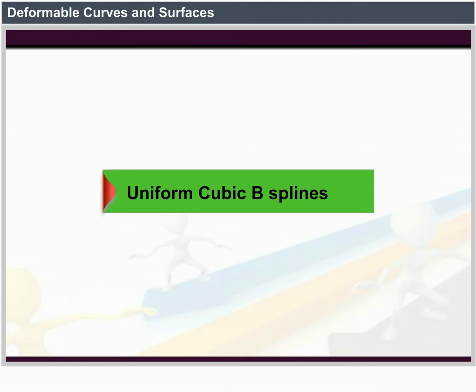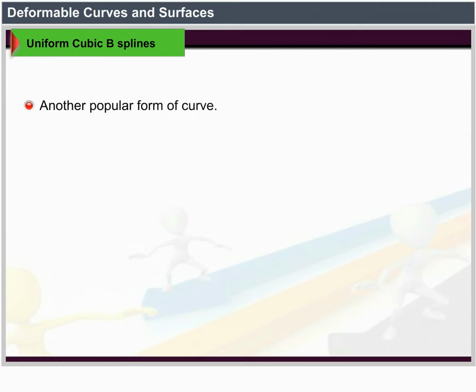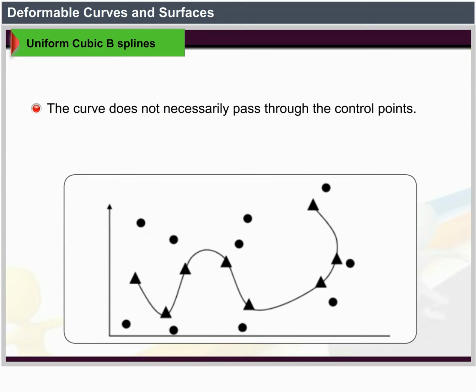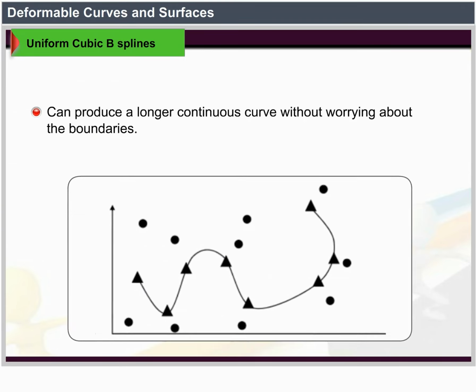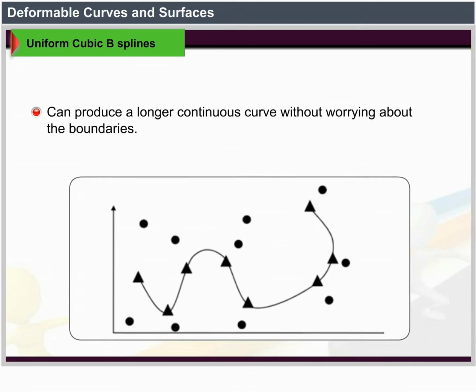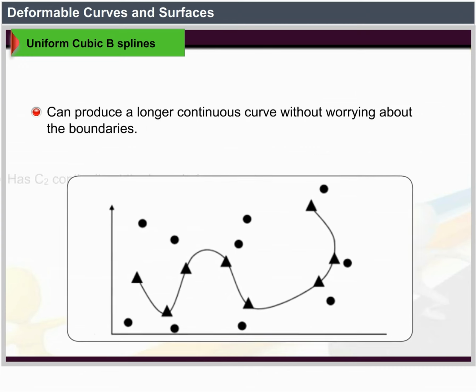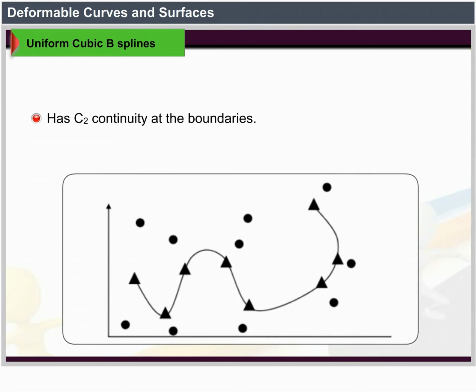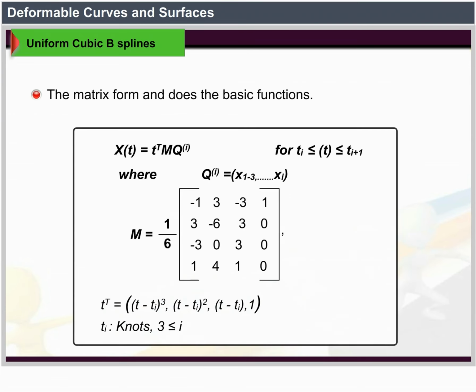Uniform cubic B-splines. This is another popular form of curve. The curve does not necessarily pass through the control points, can produce a longer continuous curve without worrying about the boundaries, and has C2 continuity at the boundaries. The matrix form and the basis functions can now be seen on the screen.